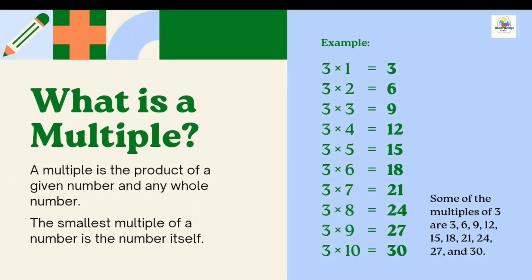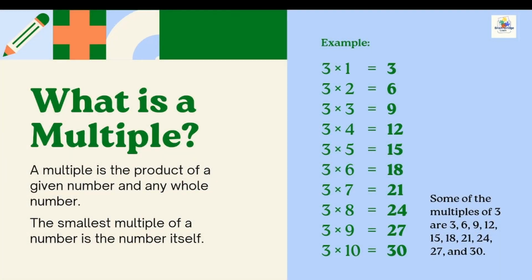Let's move further. What is a multiple? A multiple is a product of a given number and any whole number. The smallest multiple of a number is the number itself. Do you know what a whole number is? Whole numbers are the numbers from 0 to infinity. So the smallest multiple of a number is the number itself.